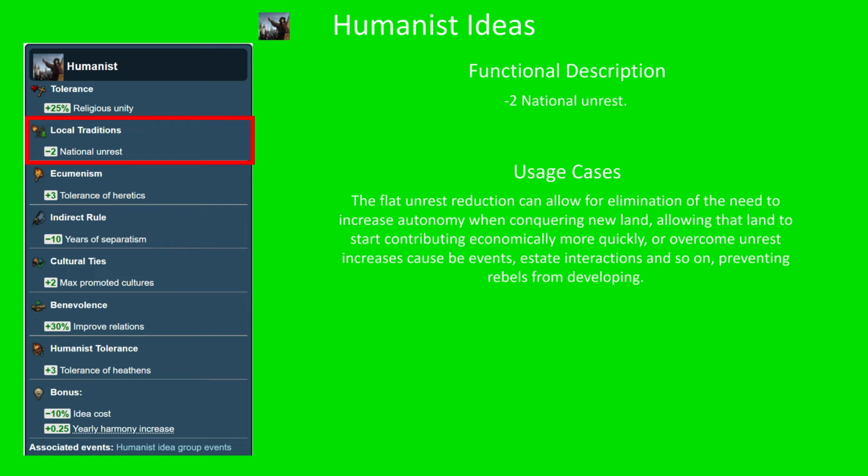It can also allow you to help overcome the unrest reduction that can be caused by events or estate interactions or having unhappy estates, and in turn prevent rebels from developing.